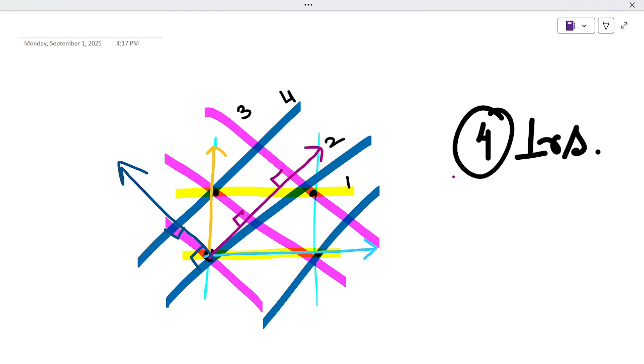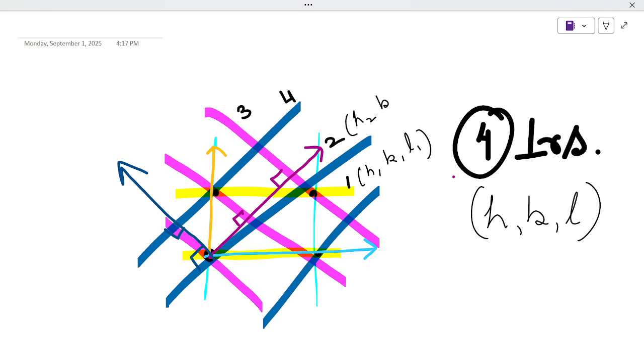Also, if you remember, we have done Miller indices and we call them H, K and L. Each family of planes has its own H, K and L. That means the first family will have H1, K1, L1. The family of planes denoted by 2 will have H2, K2, L2. Similarly, for the third set of planes, H3, K3, L3, and the same for H4, K4 and L4.